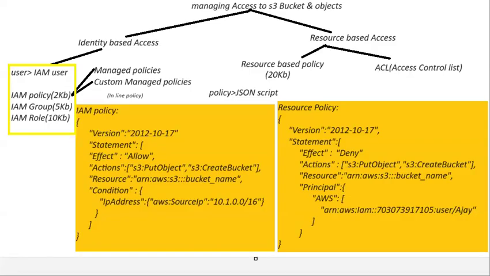Let's see one more interesting real-time problem which we are facing with attaching multiple policies. How much size of IAM policy can I write for an IAM user? 2 KB max. For a group, how much max policy size can I write? That is up to 5 KB. And for an IAM role, how much max size of policy can I write? That is 10 KB.